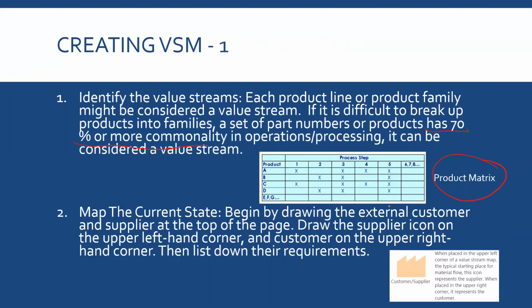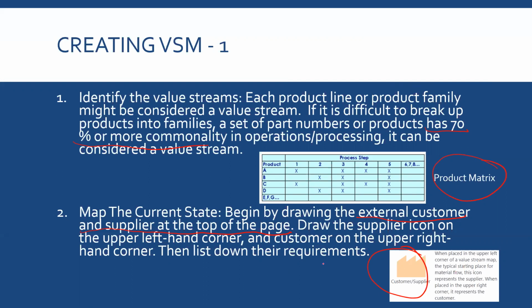The second step for creating the value stream map is to map the current state. You observe the process and start drawing what you see on the floor. Begin by drawing the external customer and supplier at the top of the page. Draw the supplier icon on the upper left and the customer on the upper right-hand corner. Then list down the requirements.